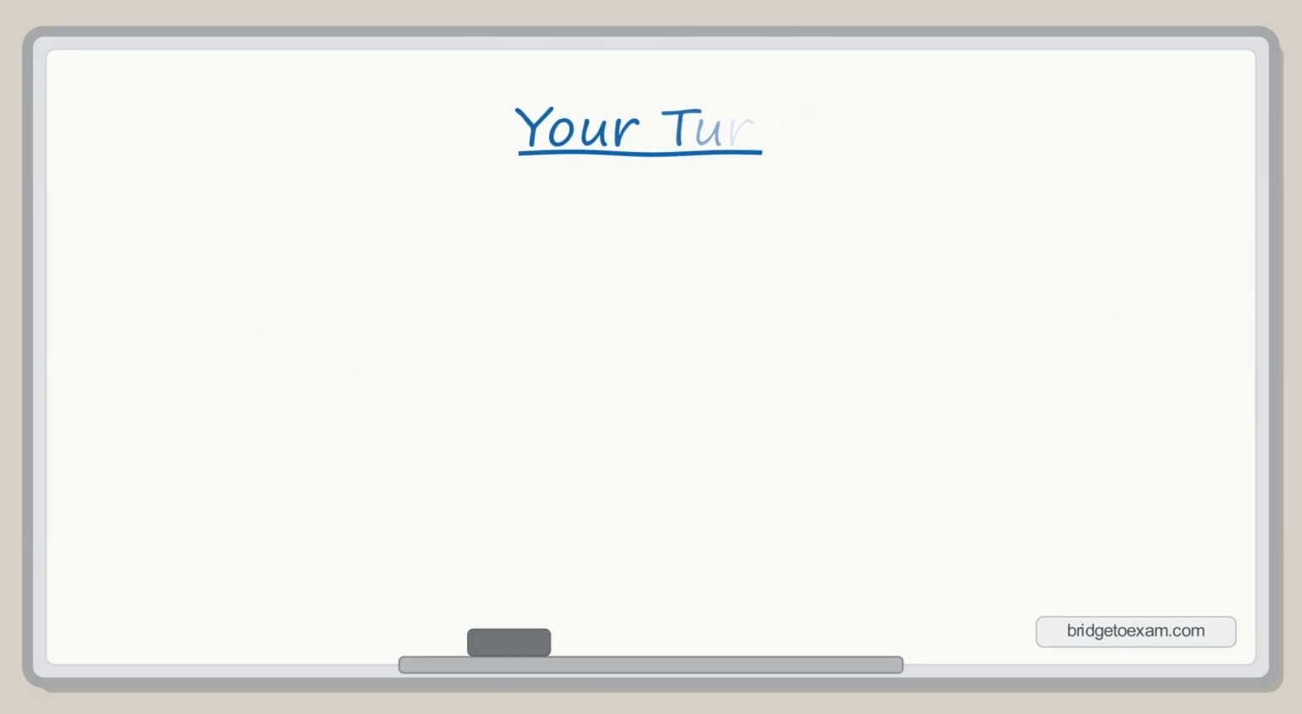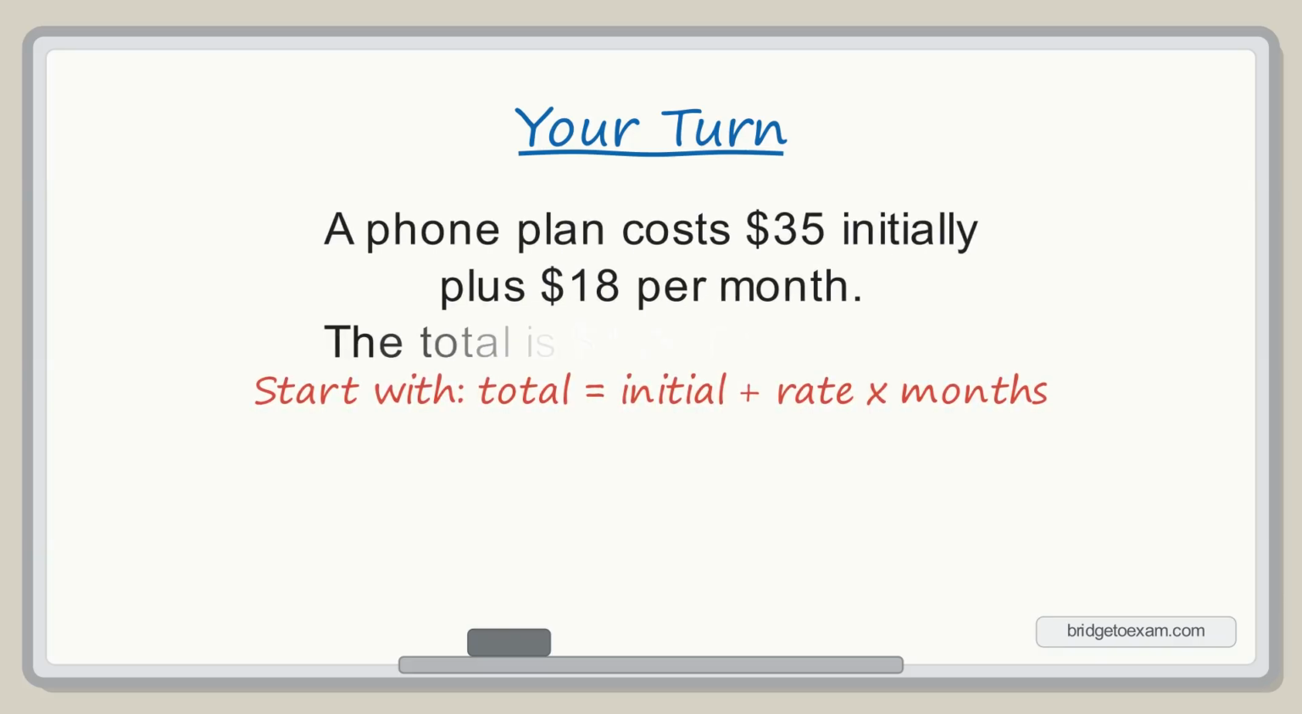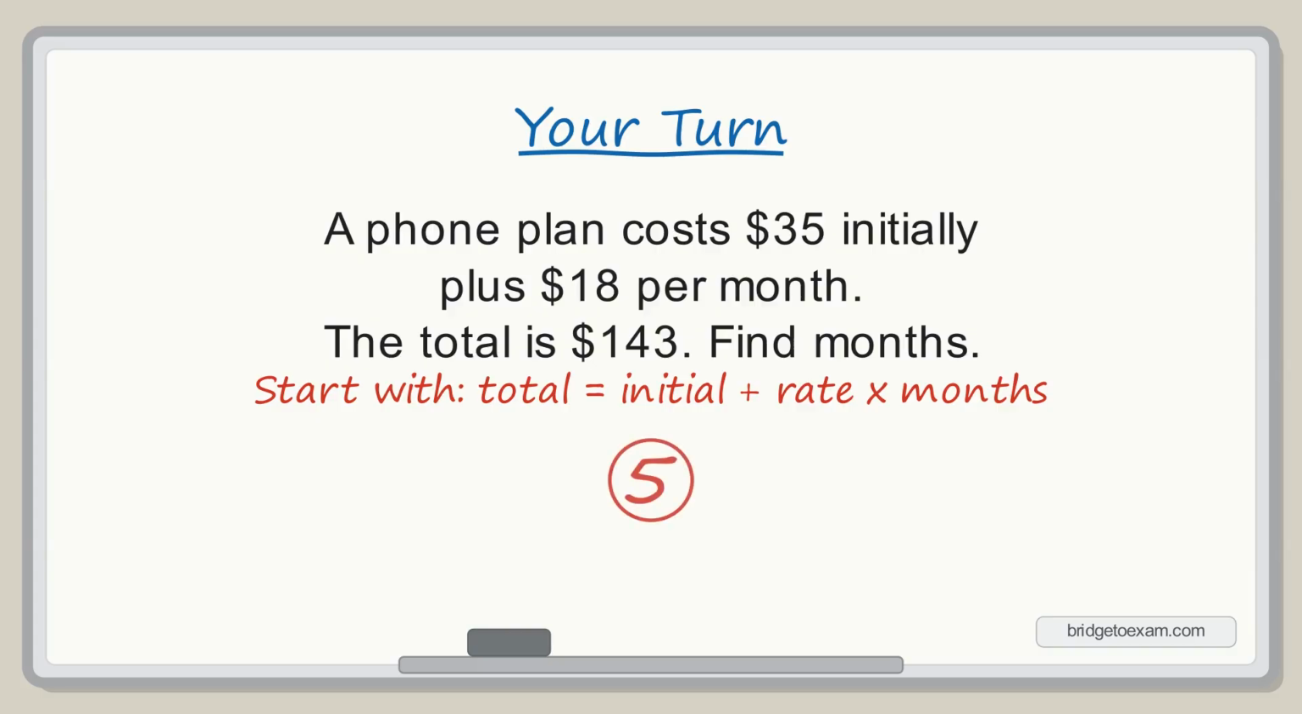Your turn. A phone plan costs $35 initially, plus $18 per month. The total is $143. Find the number of months. Pause and translate before solving.